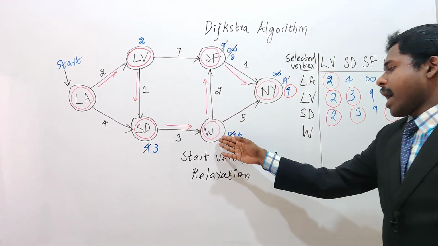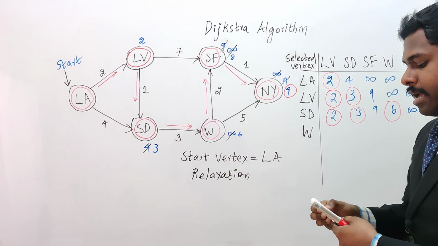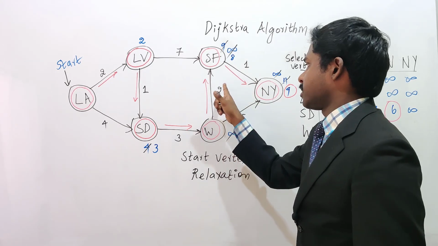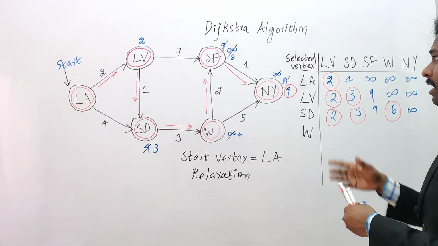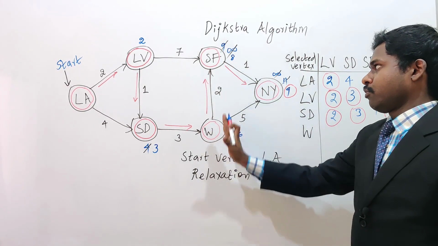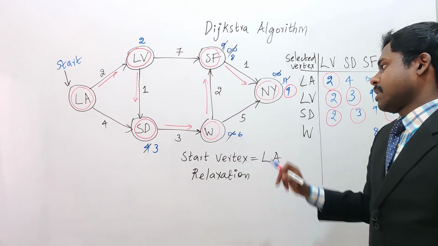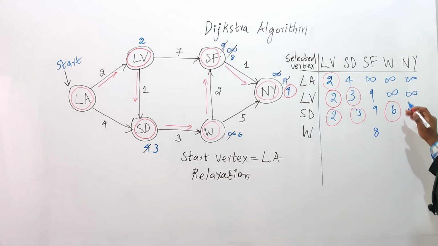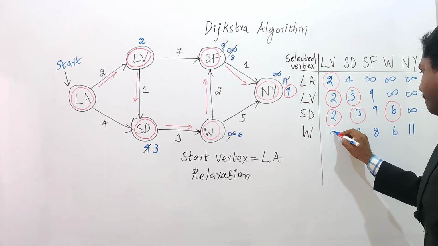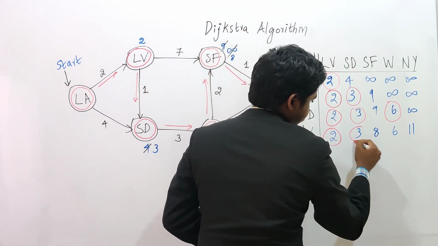And once I reach Washington, I have 2 paths. I can go to San Francisco or New York City. Now I want to choose the shortest path, but if I choose San Francisco, then it will be 6 plus 2, it will be 8. So San Francisco will be 8 now, because from W to San Francisco, it is 8. If from W to New York City, it will be 6 plus 5, which is 11. So New York City will change to 11 now. All the others will remain unchanged.